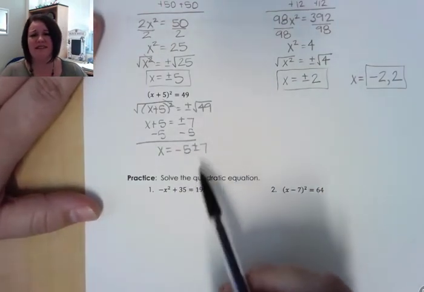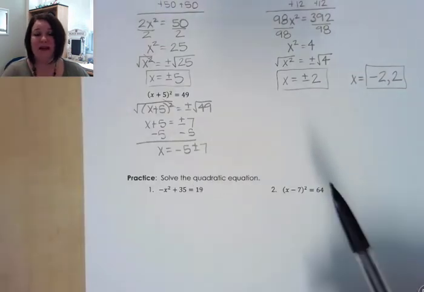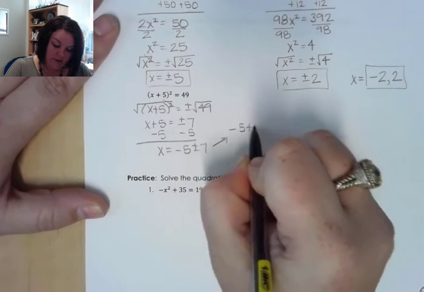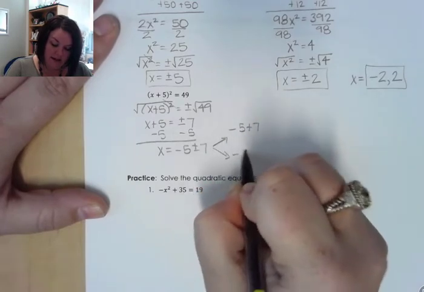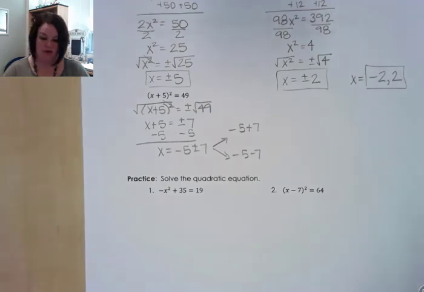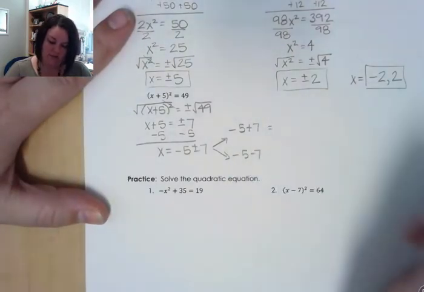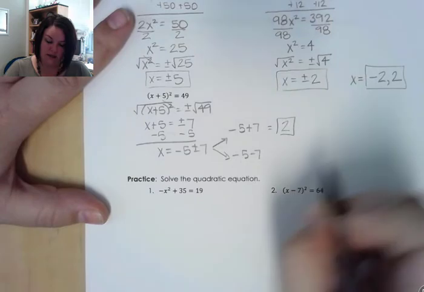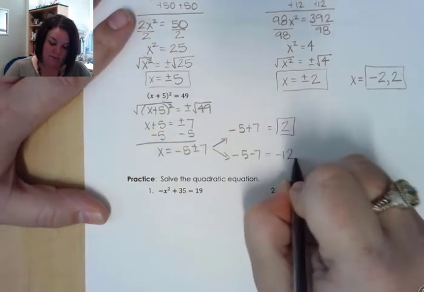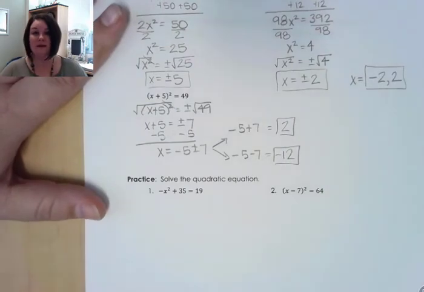And notice 5 and 7, those are just regular digits, right? We can add those numbers together. So that means I get negative 5 plus 7, and I get negative 5 minus 7. So I just need to work out what those two solutions are, right? Negative 5 plus 7 gives me a 2, and negative 5 minus 7 gives me a negative 12. Okay, maybe not too bad.